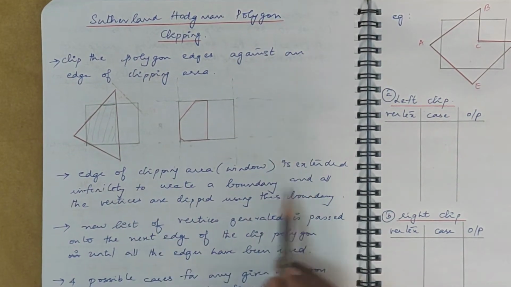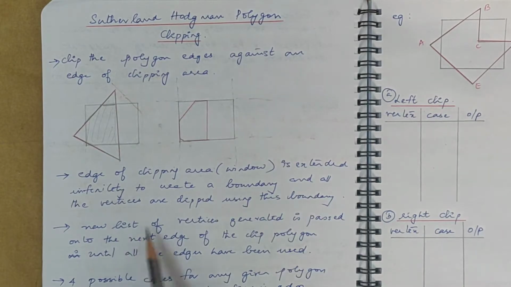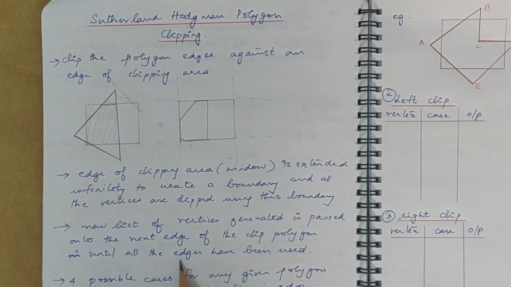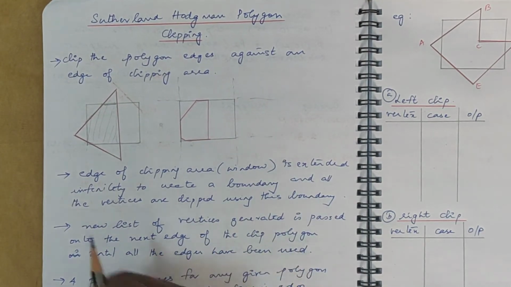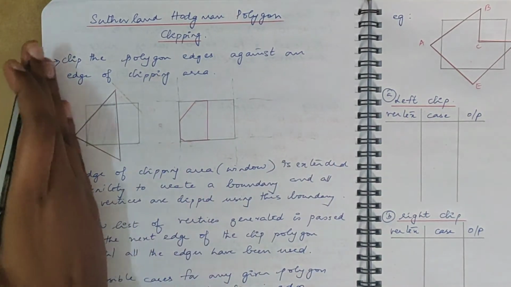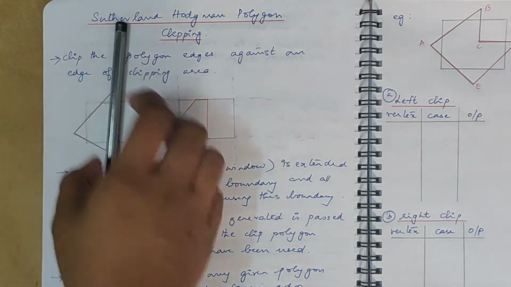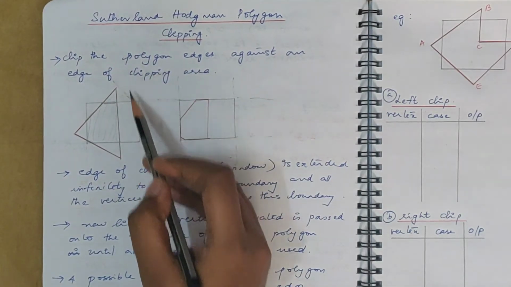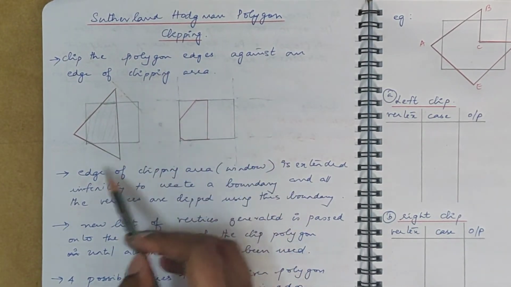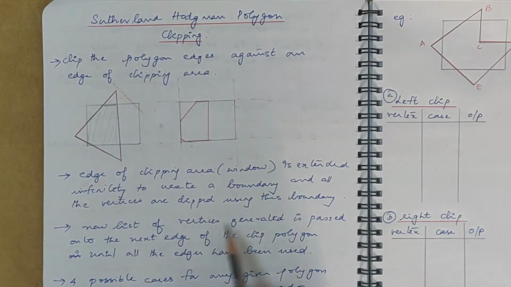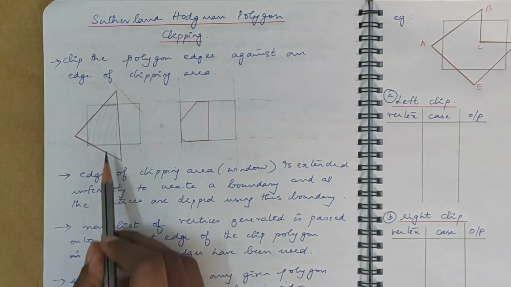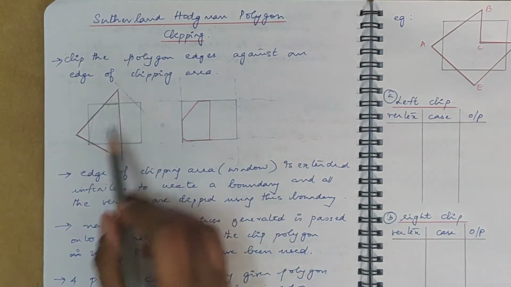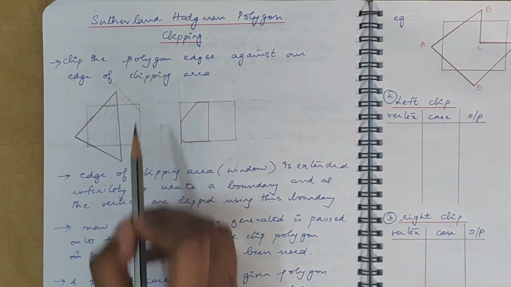Once the vertices are clipped, the new list of vertices generated is passed on to the next edge of the clip polygon until all the edges have been used. We will start with each edge. For example, if we start with the left edge, based on the left edge you will clip the entire polygon, and then you will move on to the next edge, say the right edge, and based on the right edge you will clip the polygon. You will get a new set of vertices, and that new set of vertices is passed on to the next edge. If we take the bottom edge next, the vertices will be passed on until all the edges have been used. Then we will take the top edge that way.